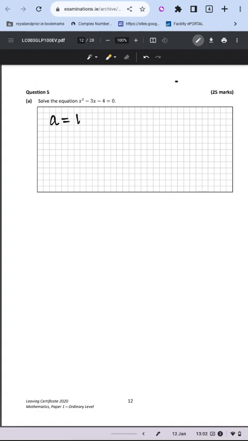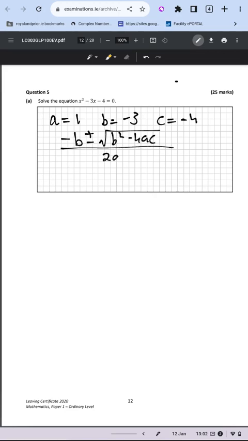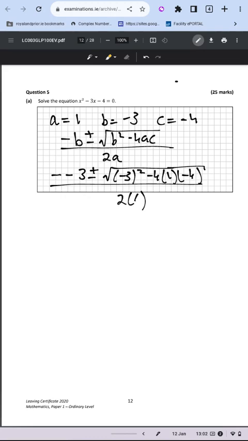So a is 1, b is minus 3, c is minus 4. Fill that into your minus b formula. And then just fill in your numbers. Be careful to include double minuses if it's needed, and brackets around your b squared. And when you throw that in your calculator, one of your answers there is minus 1. So x equal to minus 1. And your other answer is x is equal to 4.